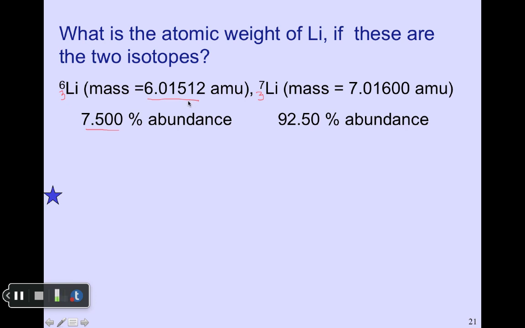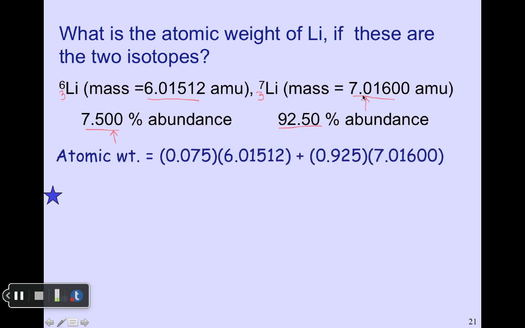So lithium-6 has a mass of about 6 and a little bit more AMU. It makes up a very small fraction of the sample at 7.5%. The majority of the sample will be 92.5% lithium-7, whose mass is pretty close to 7, but a little bit more than that. And the way we come up with a weighted average is as follows.